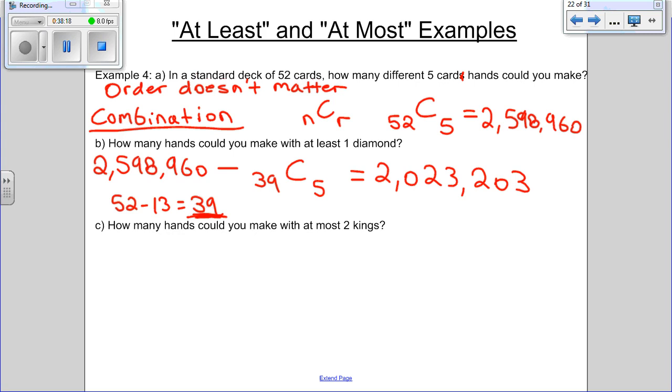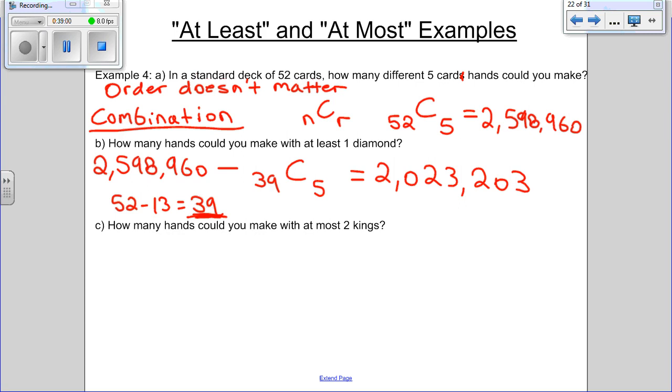Okay, so if you look at C, it says, how many hands could you make with at most 2 kings? This one's kind of tricky. Because what you could do is you could calculate 0 kings, 1 king, and 2 kings. So 3 calculations. Or you could calculate the opposite of at most 2 kings. And the opposite would be if you got 3 kings or 4 kings. So technically, if you do the complement, you save yourself 1 calculation. But reality is, you can do it both ways pretty quickly. We're going to do the complement because I want to practice the complement.